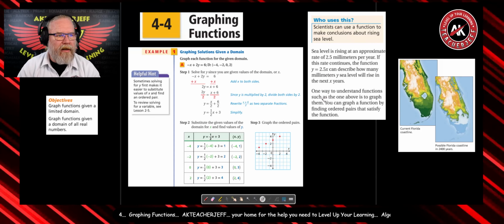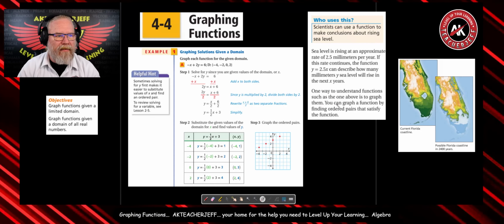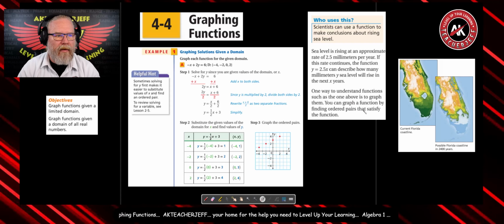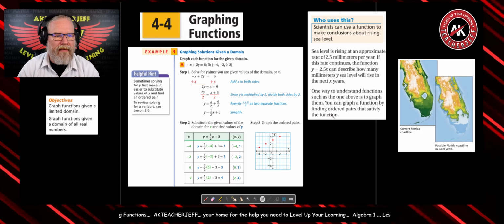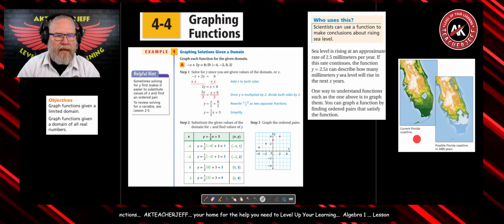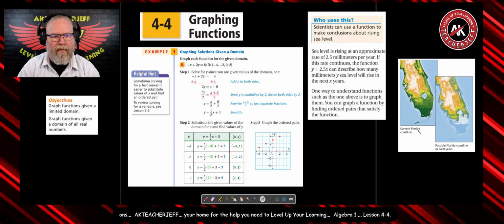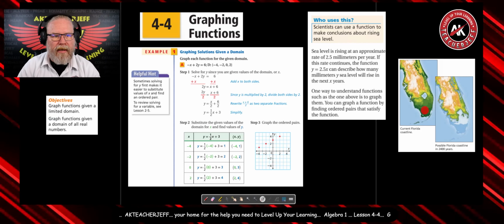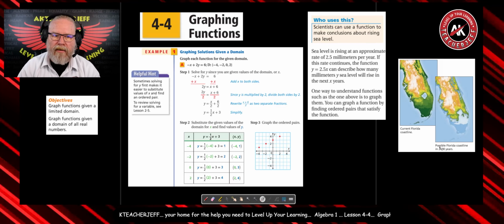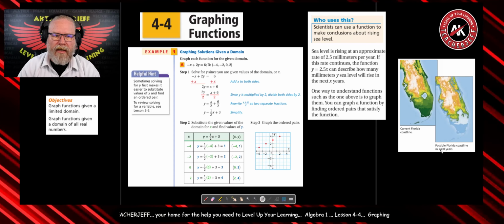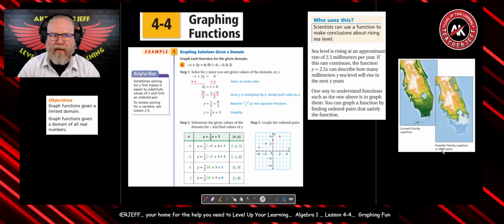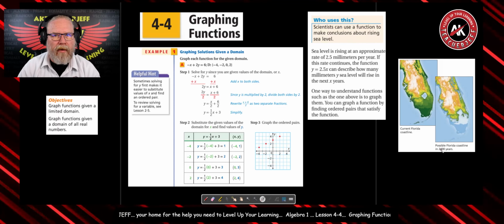One way to understand functions, such as the one above, is to graph them. You can graph a function by finding ordered pairs that satisfy the function. And you can see over here on the right, we have the current Florida coastline. And now this here shows what a possible Florida coastline could look like in 2,400 years from now, which is a really long time.